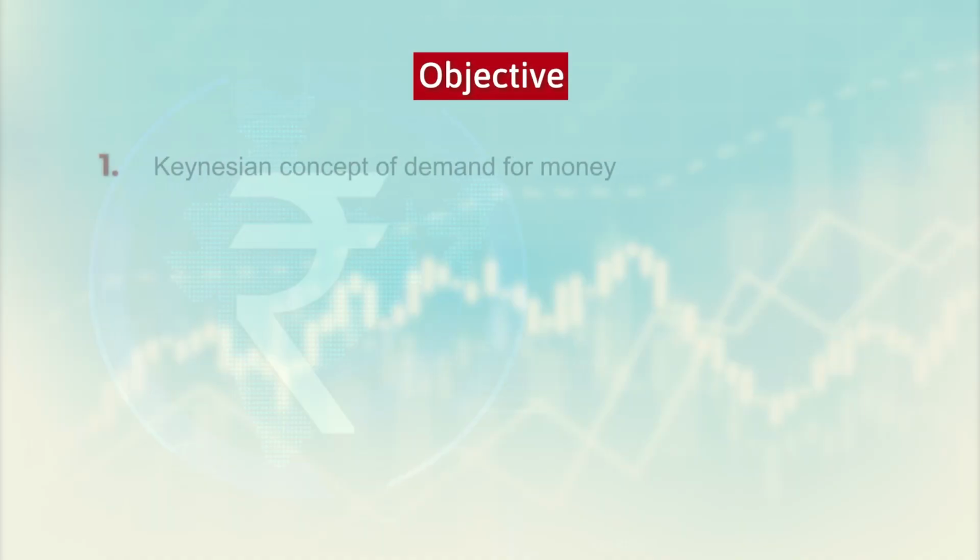What are the things? The number one is the Keynesian approach to the problem of demand for money. In our previous analysis, we talked about the classical approach, and I mentioned that there are other approaches. Keynesian approach is one of them, and it is perhaps the most important one. So this is the objective number one of today's lecture.